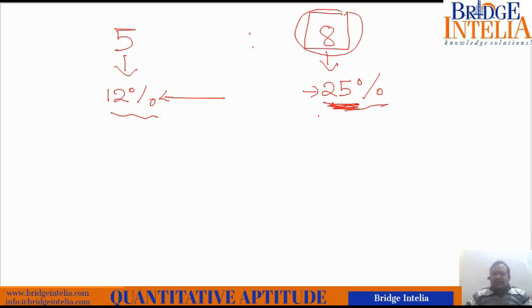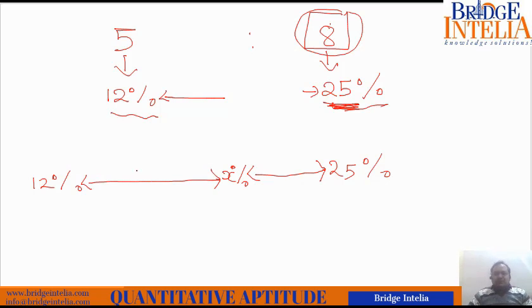Fine. So nearer to this means what? The greater the value, the more it is going to pull it towards itself. So you can say this is 12%, this is 25%. Let the final answer be X%. So I am saying that X is more closer to 25 as compared to 12. It is more closer. So this gap will be in the reverse ratio. So the ratio of this gap, let this gap be D1, this gap be D2, is 8:5.